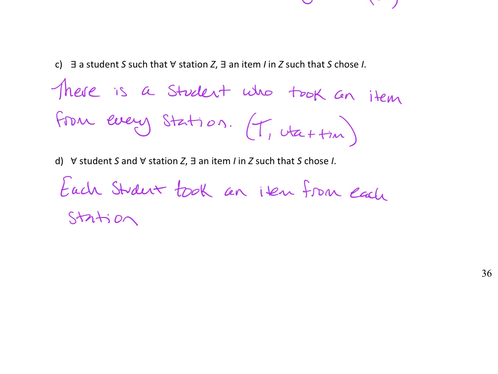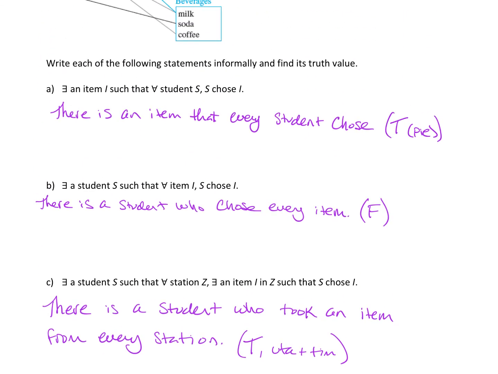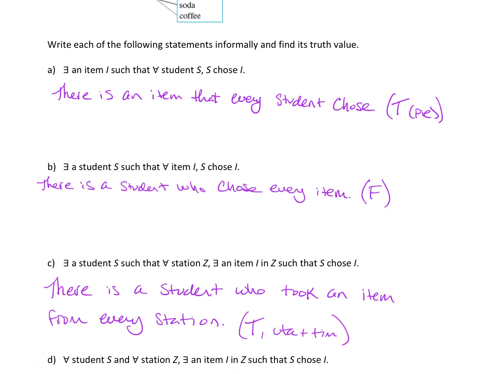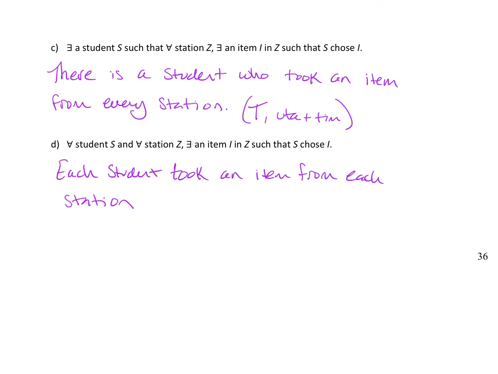So let's go back and look before we declare it false. Each student took an item for every station. Okay, so Uda took an item from every station. But we're not looking for there exists a student. We're looking for all students took an item from every station. So Tim took an item from every station, but Ewan did not. Ewan did not take a salad. So this is false because we found a counterexample. False. Counterexample, Ewan.